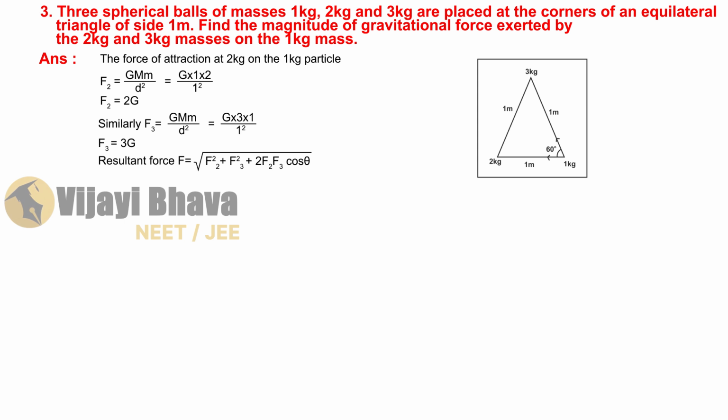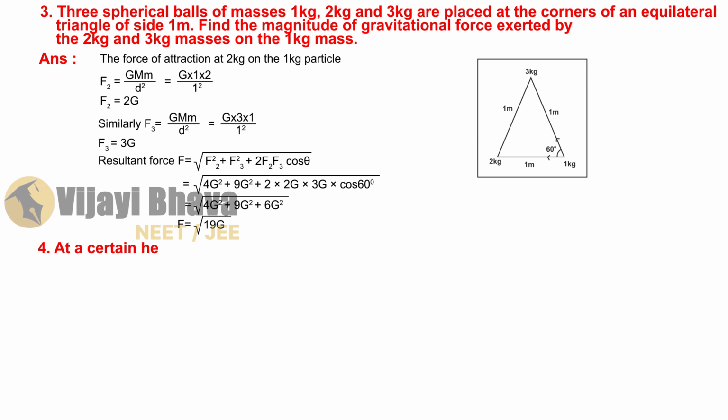As F2 is 2g and F3 is 3g, we can write the resultant as square root of 4g square plus 9g square plus 2 into 2g into 3g into cos 60. Cos 60 is equal to 1 by 2. So on simplification, we get square root of 4g square plus 9g square plus 6g square, which is equal to root 19g.